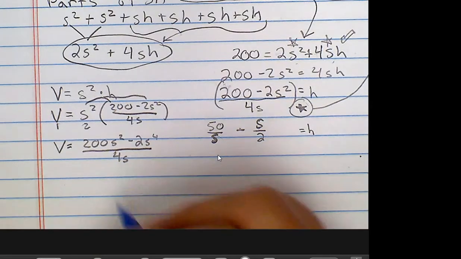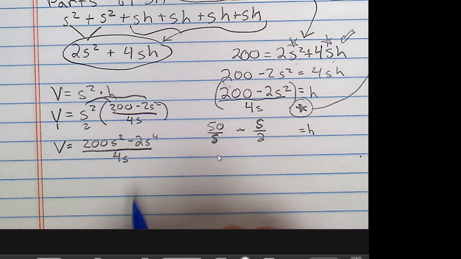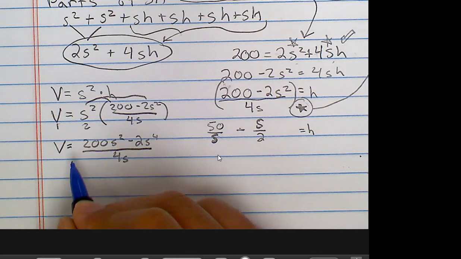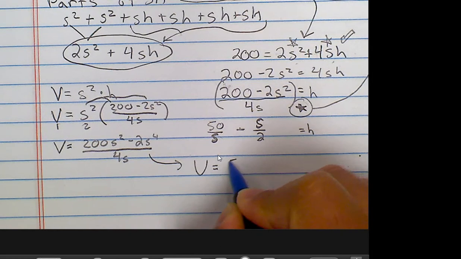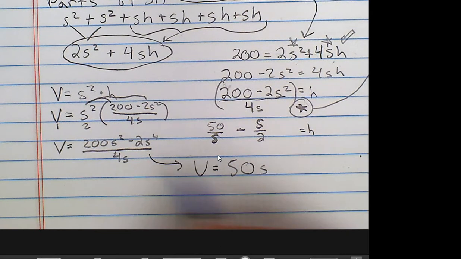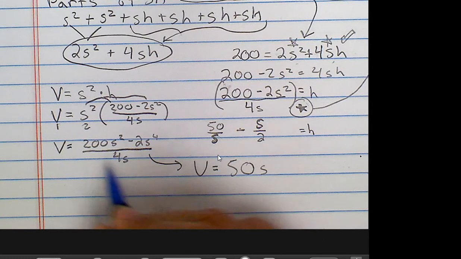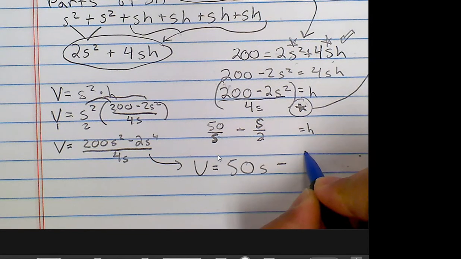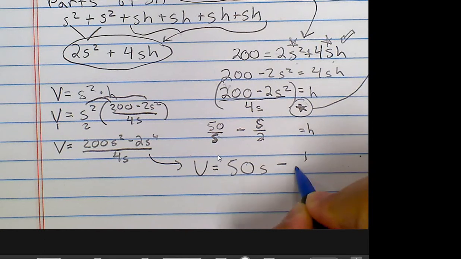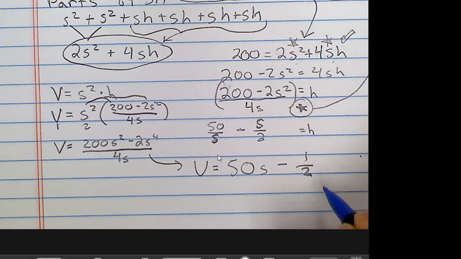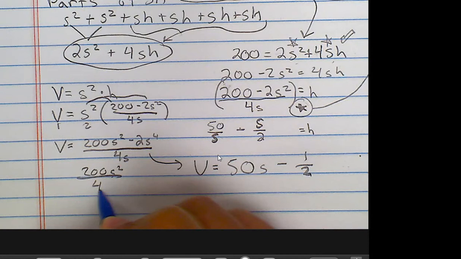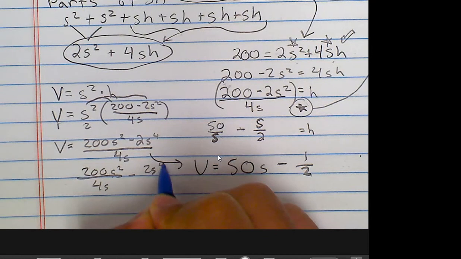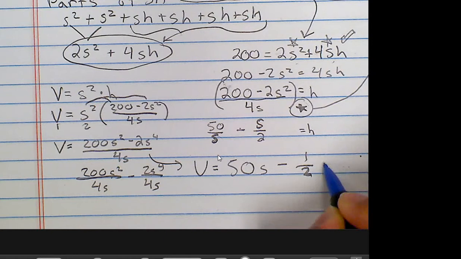All right, so we're almost done. This is still not ready to take the derivative of. So what am I going to do? I'm going to simplify it. This simplifies to V equals 50s. Split it up into two fractions. 50s minus 1/2 times how many s's? 3. Because that would split up into 200s squared over 4s minus 2s to the 4th power over 4s.